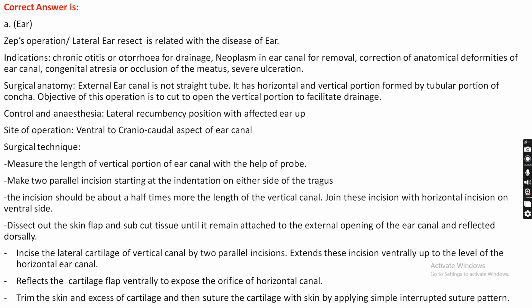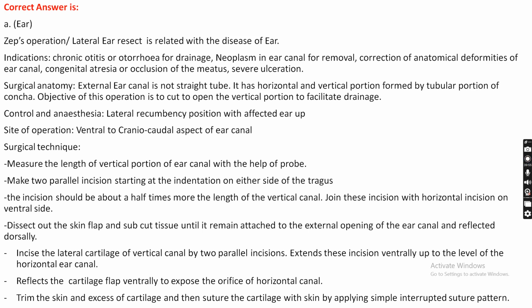Okay. And for this we have to place the animal in a lateral recumbency position, keeping the affected ear on the upper side. And the site of operation is ventral to the craniocaudal aspect of the ear canal. Okay. Let's see the surgical technique which we need to follow while performing this Jab operation.